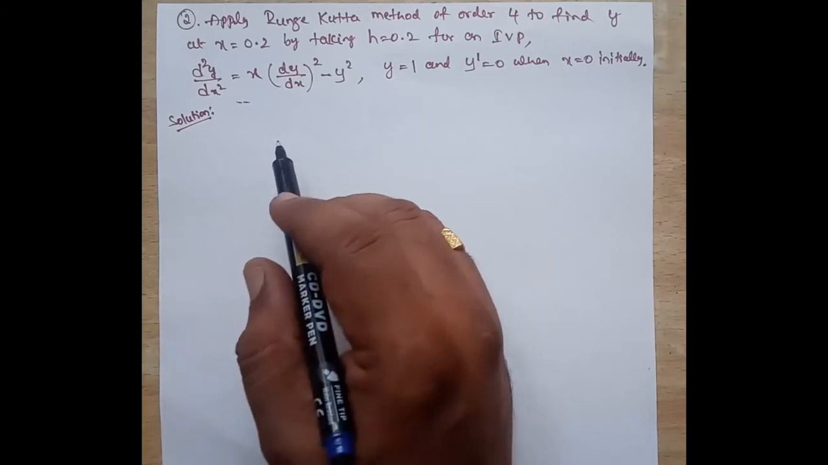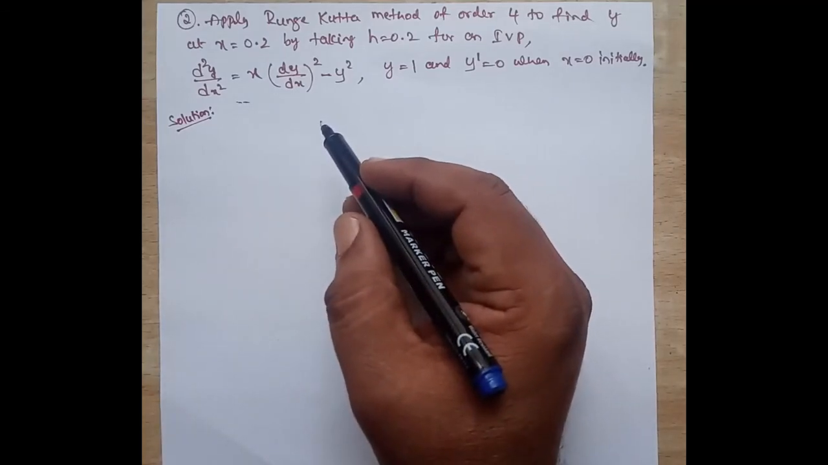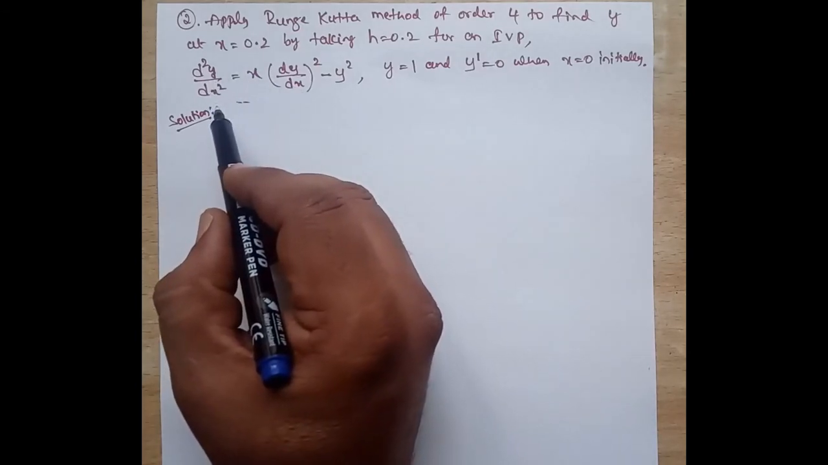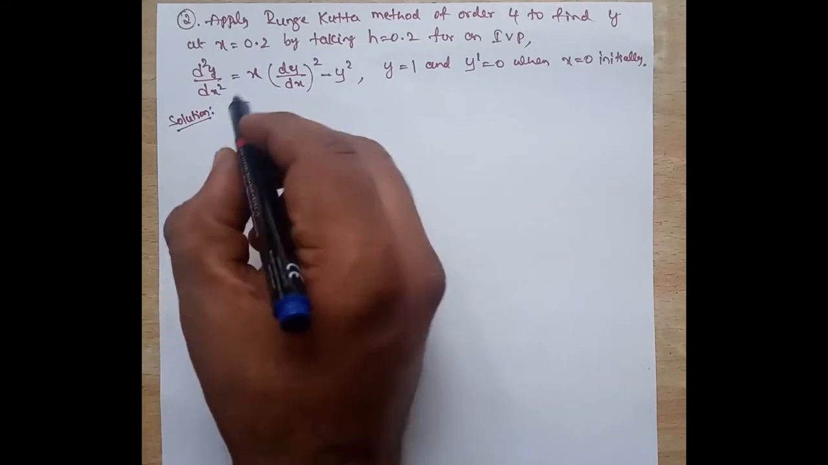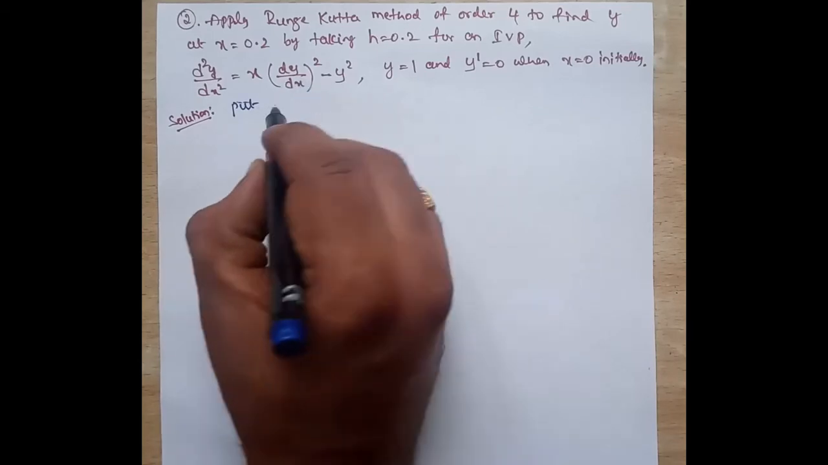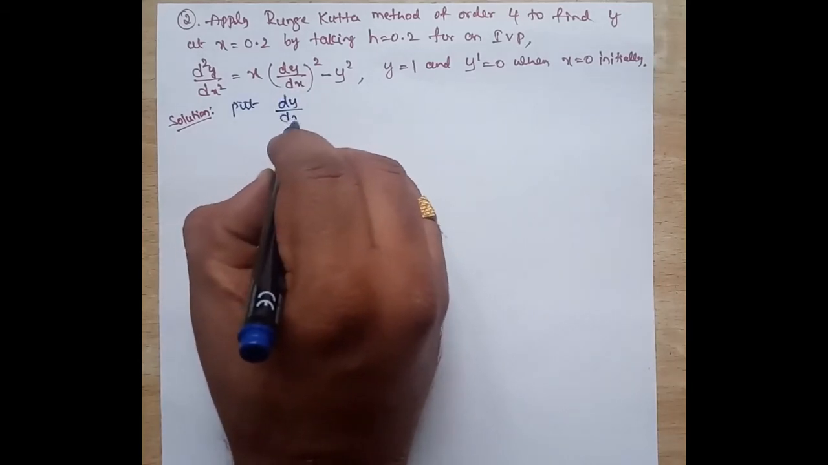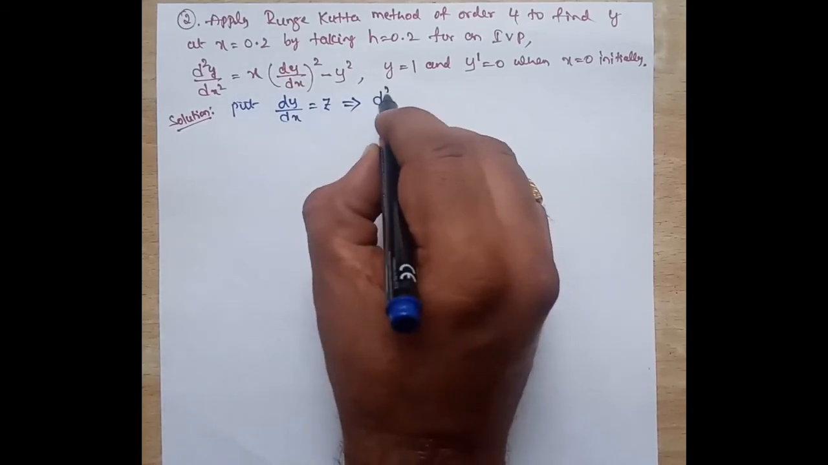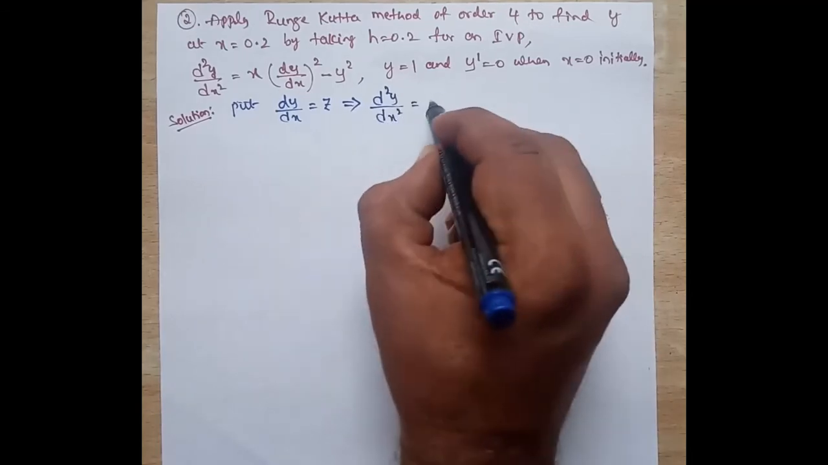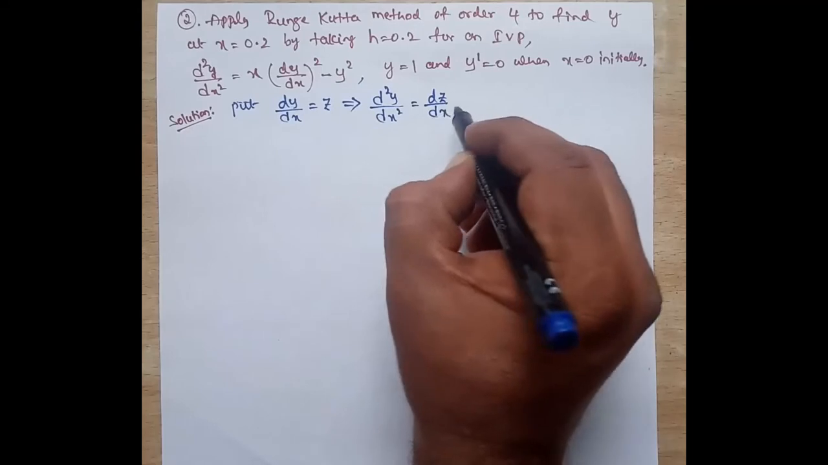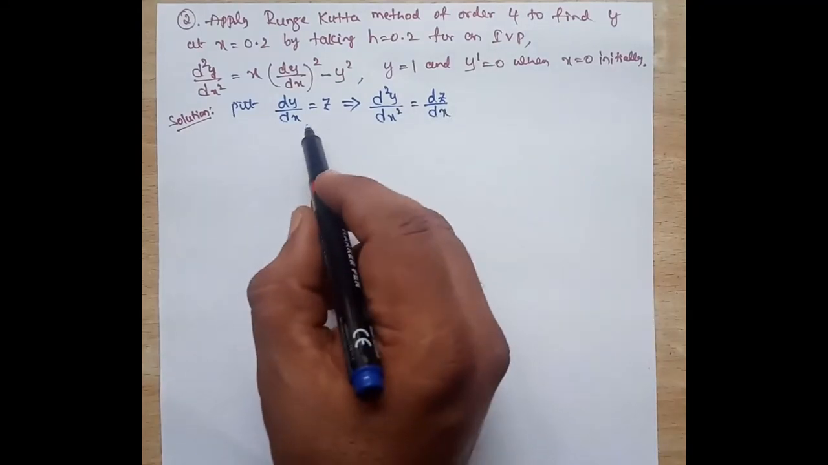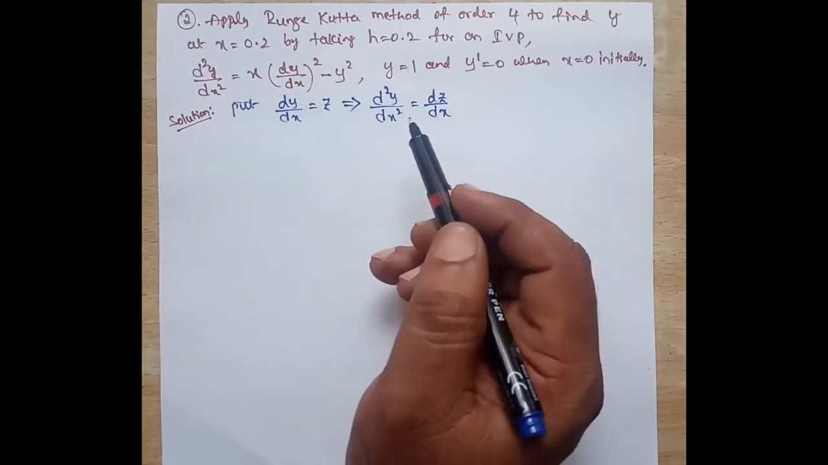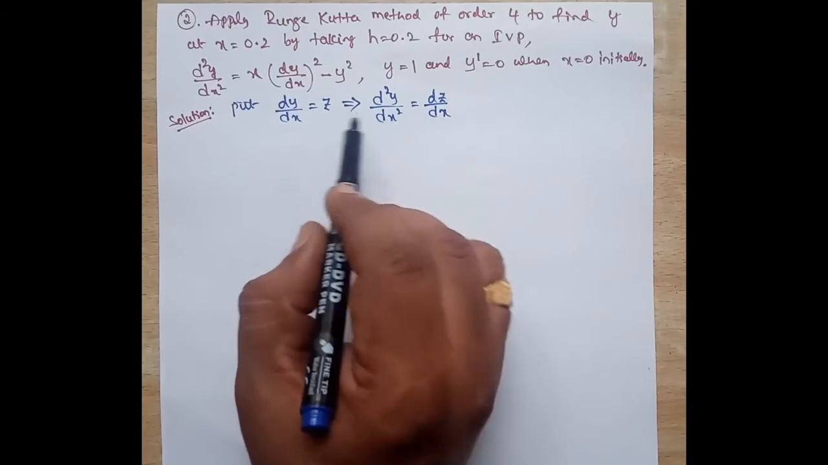Solution. We know that the first step in the fourth order Runge-Kutta method is reducing the second order differential equation to first order by using a substitution. The substitution here is, put dy by dx is equal to z. This implies d square y by dx square is equal to dz by dx. This is the substitution we commonly use to reduce a second order equation to first order in the fourth order Runge-Kutta method or Milne's method, any numerical technique here.